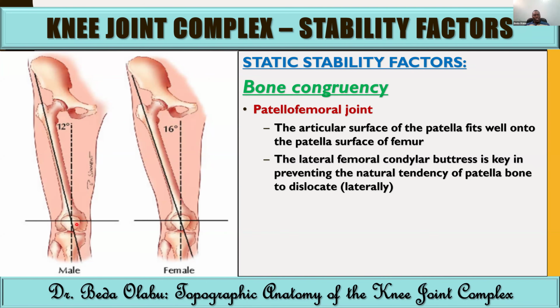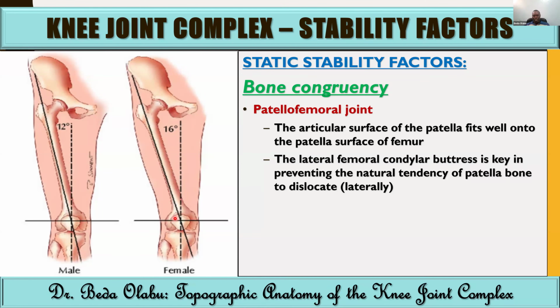In this image, you can see this is the location of the patella. So this is the location of the patella. If the quadriceps pulls that way, the resultant force will also pull the patella that way. And so there's a natural predisposition for the patella to be dislocated laterally.